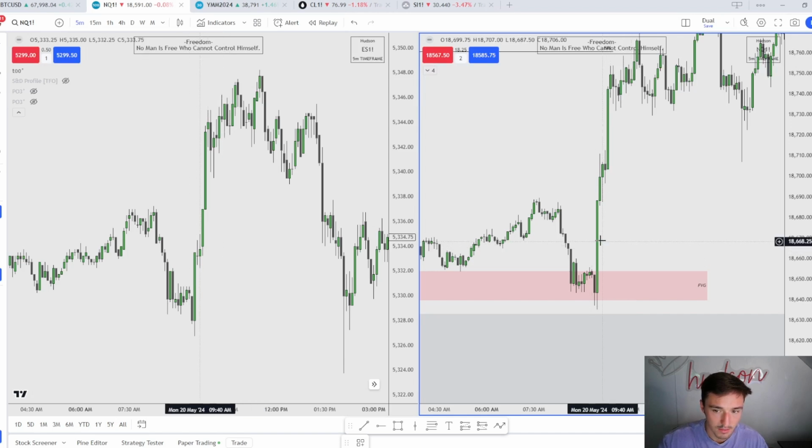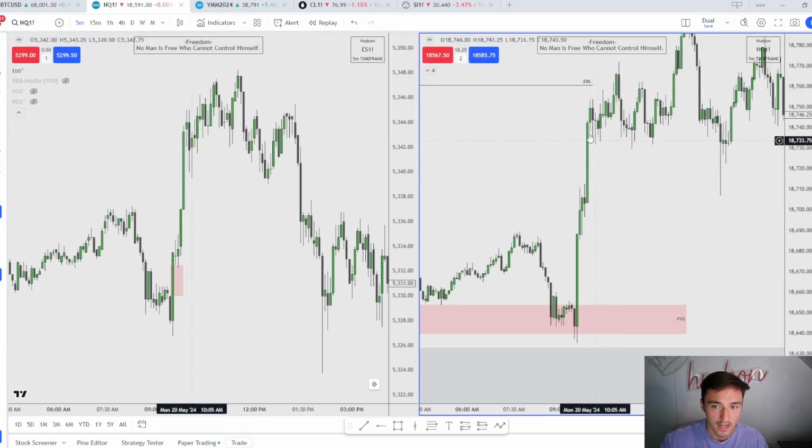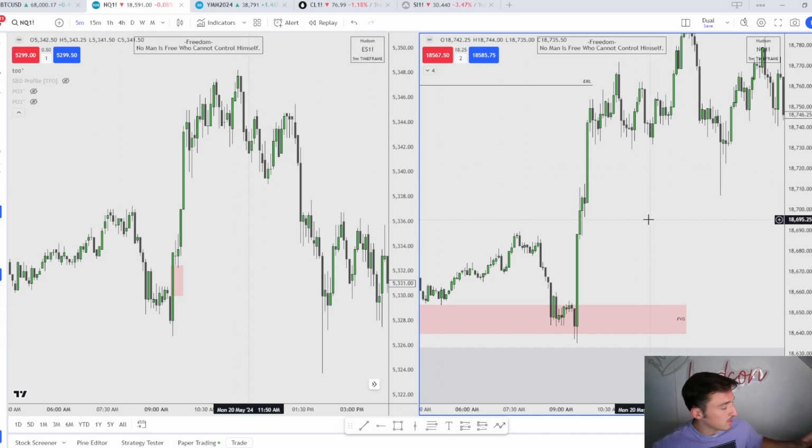No SMT. ES gave you that tap into this fair value gap. All right, we have a market structure shift. NQ never taps into that fair value gap, so you don't really get an entry until all the way up here, but then your risk to reward is skewed. So this unfortunately did not give you an entry.